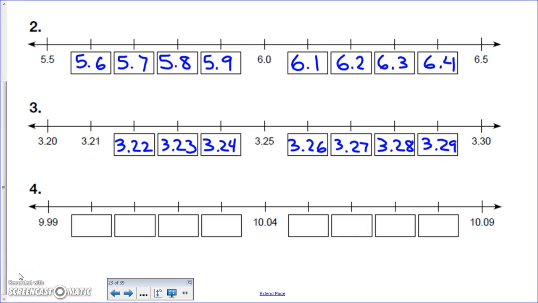For number line number 4, it starts at 9 and 99 hundredths. Then we have 4 boxes, 10 and 4 hundredths, 4 boxes, 10 and 9 hundredths. So we know this one, again, is counting by hundredths. However, when we add 1 hundredth to 9 and 99 hundredths, we get an even 10. So that's going to be the first number you put in, and then 10 and 1 hundredth, 10 and 2 hundredths, and so on.